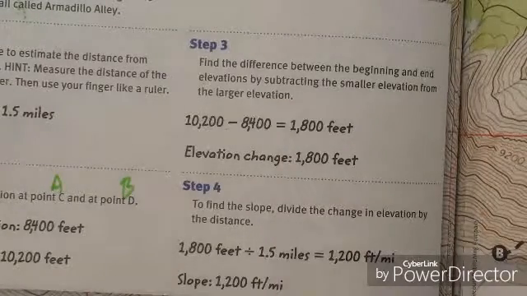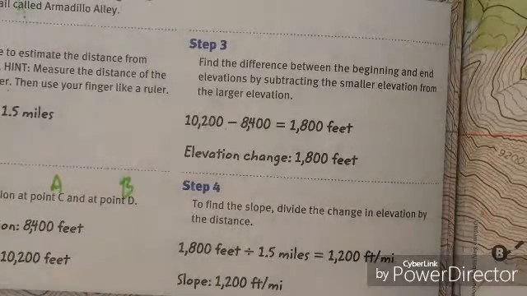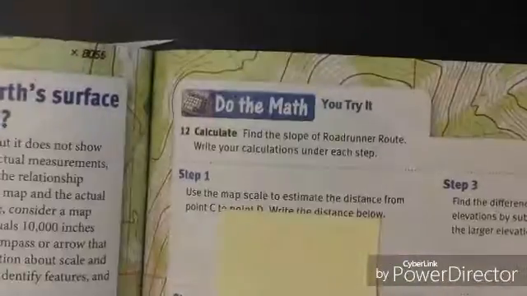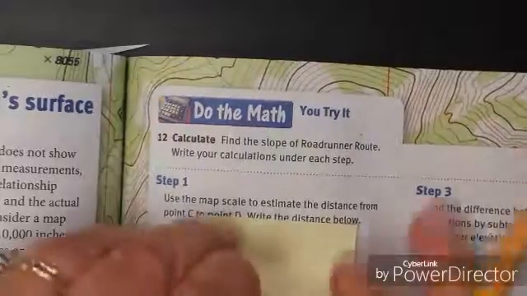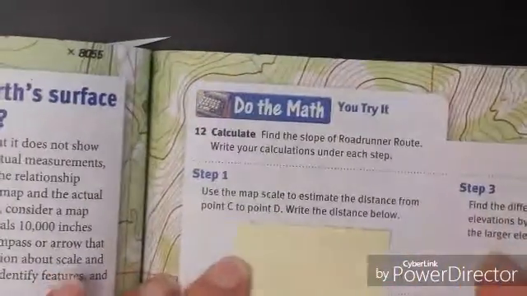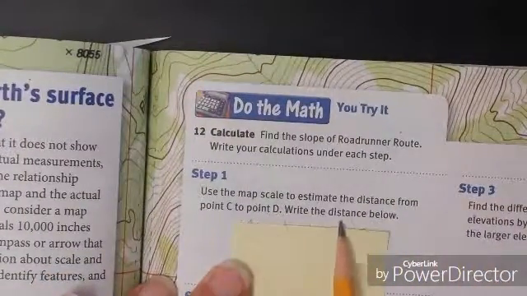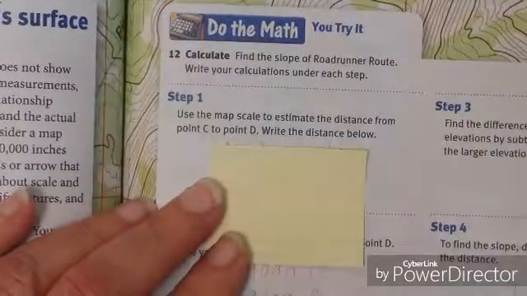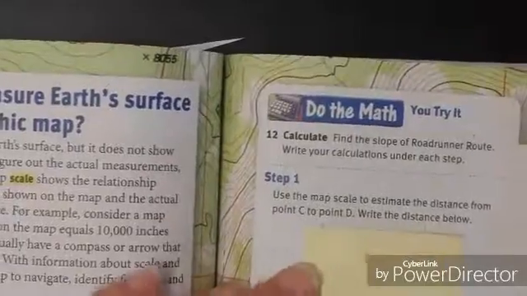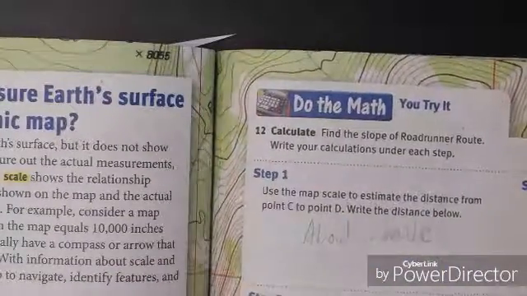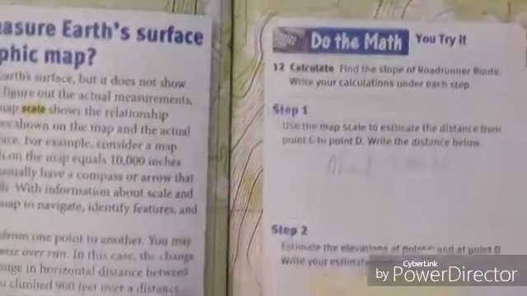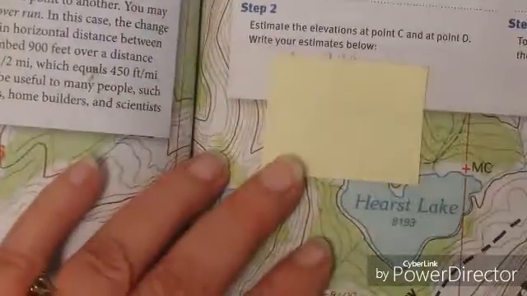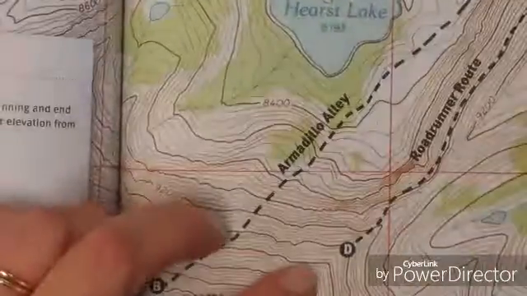Now we're going to do the same thing with point C to D. So if you look at step 1 on the next page, it tells you to first use the map scale to estimate the distance from point C to D and write the distance below. So use your fingers now to measure that. Make sure you have it right. And you should have gotten about 1 mile. Then you have to estimate the elevations from C to D, and you write your estimates below for C and D. It's not so simple, is it?